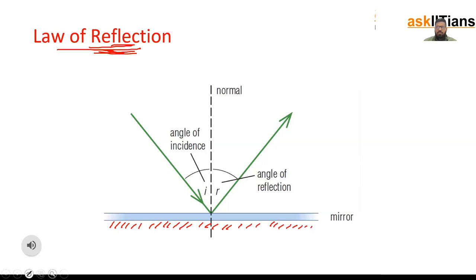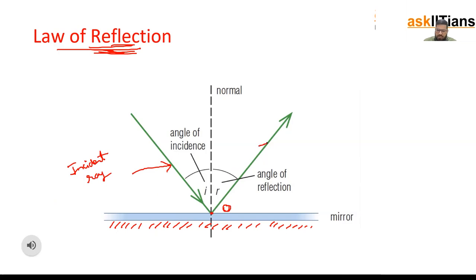So this is the polished surface. So reflection will take place from the top surface only. Yes or no? So whatever you are seeing now, this is the light which is coming on the mirror and meeting the mirror at point O. Suppose I name this point as O. So this ray of light is known as incident ray. The light ray which is coming on the mirror is known as incident ray.